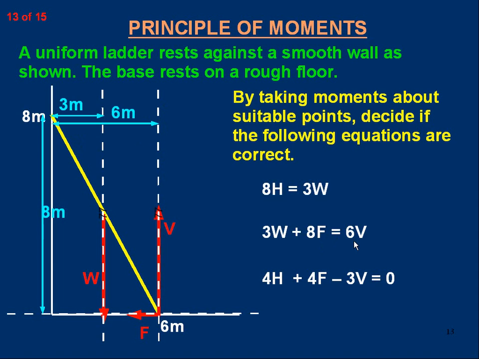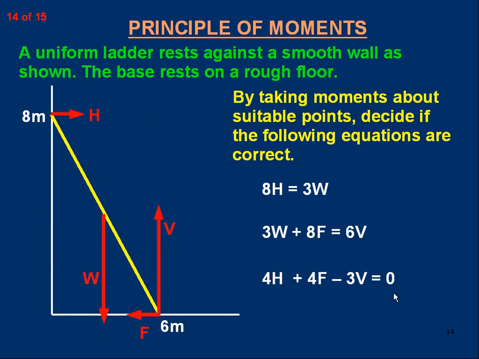The final one, I hope you can see, doesn't have W in it. And I'm not going to go through it, but if you take moments about the centre of gravity, which is the middle of the ladder, you should fairly easily be able to see, using the algebraic sum of the moments, that the clockwise moments and the anti-clockwise moments add up to 0, and that these 4H, 4F, and minus 3V are the clockwise and anti-clockwise moments, and they must add to 0 because the ladder is in rotational equilibrium. So all three equations are correct.